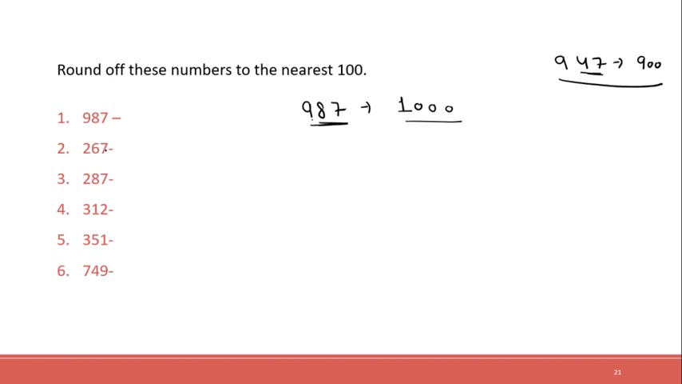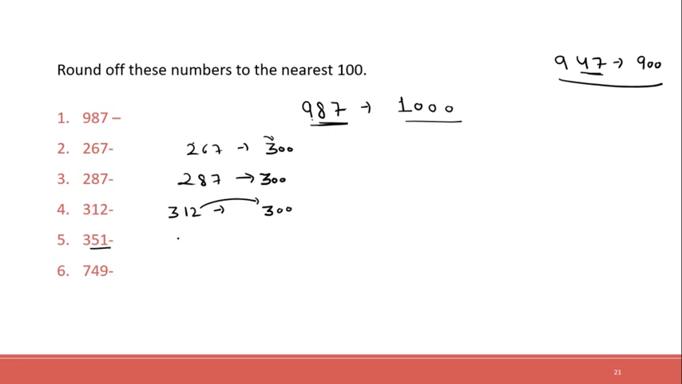For 267, 267 is more than 50, so we will round it off to the next 100. That means we will round it off to 300, the next 100. Here it is 2, so next to 2 is 300. What about 287? Again same case, we'll round it off to 300, right? Now tell me about 312. We will round it off to 300. Why? Because 12 is less than 50, so we'll round it off to the previous 100.